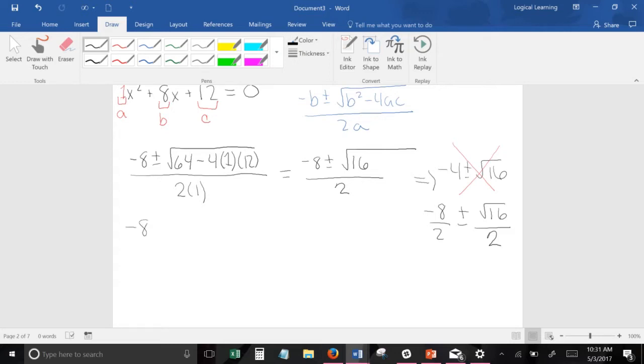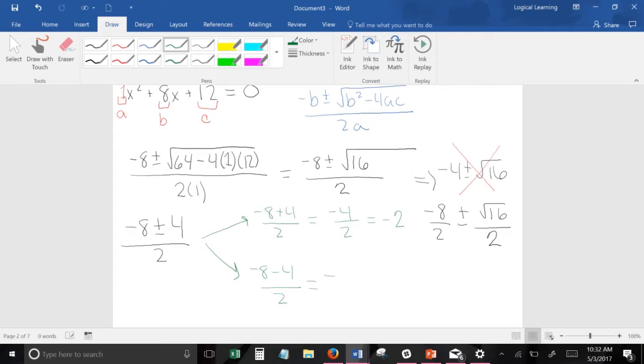This will give us negative 8 plus or minus the square root of 16, which is 4, and again, this is all over 2. This is going to give us our two solutions: negative 8 plus 4 over 2 and negative 8 minus 4 over 2. So that's just going to give us negative 4 over 2, which is going to give us negative 2.